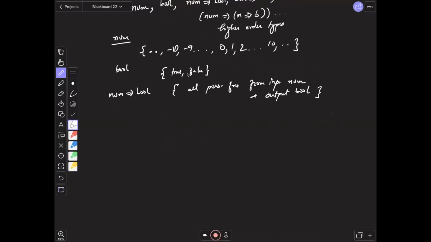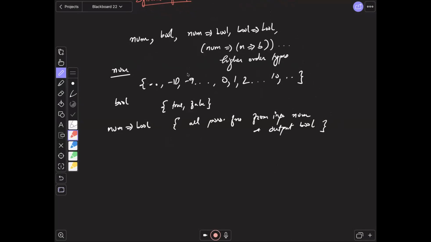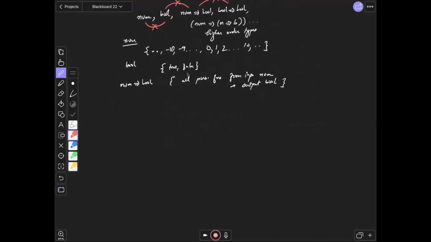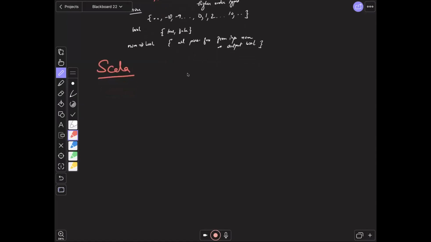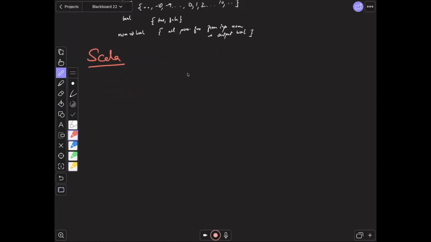All right, so we saw this, but interestingly enough, there were no relations between the types. There is absolutely no relation between a num and a bool, or a num arrow bool and a bool arrow bool, and so on. So types are completely unrelated. Whereas in a language like Scala, we have a very rich type system.